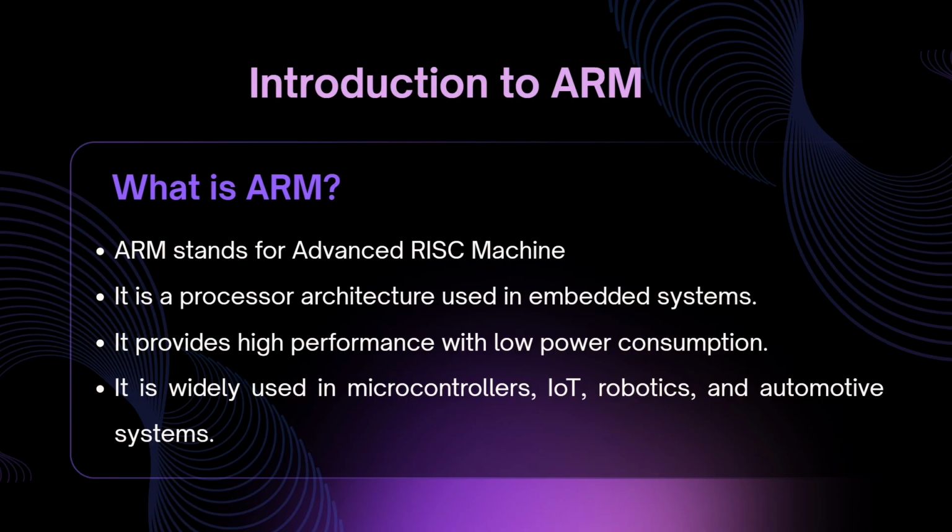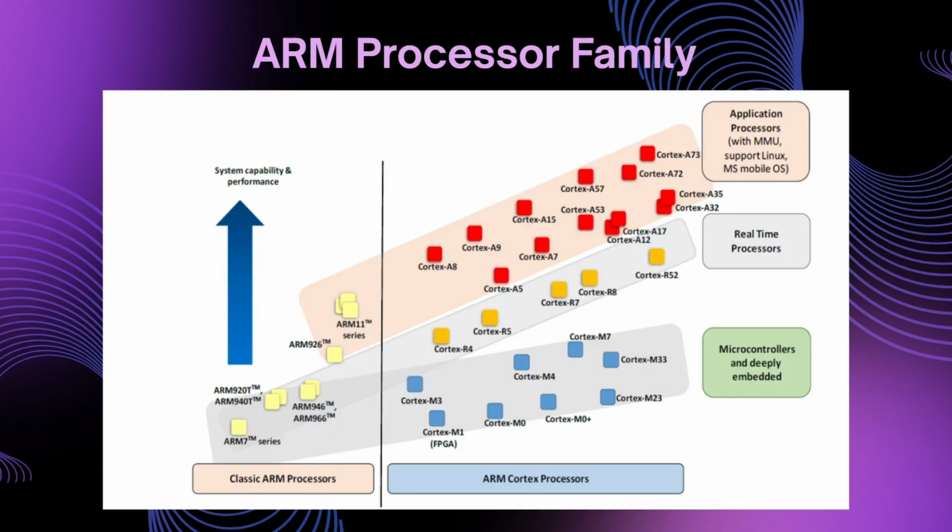Now we know what ARM is. Let's look at different processor families available under ARM. So, ARM processor families are mainly divided into three types. The first one is Cortex-A, which is designed for application processors. These are commonly used in smartphones, tablets, computers, and applications requiring high performance. Next is Cortex-M, which is used for embedded systems and microcontrollers. It offers low power consumption while providing efficient performance.